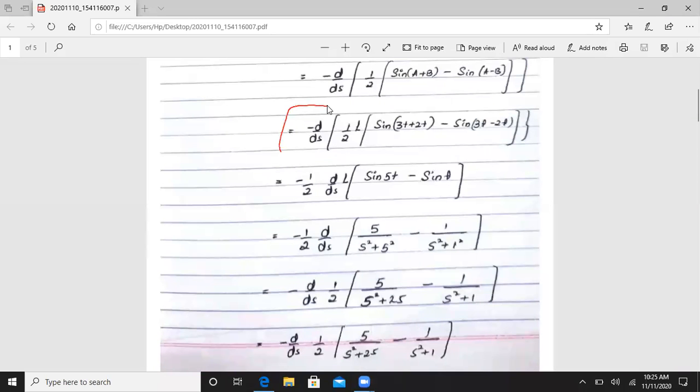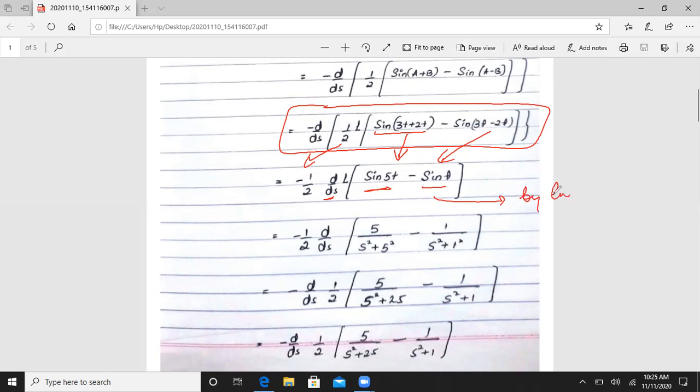This is your minus d by ds into 1 by 2, a constant value, then the Laplace transformation of sin a plus b, that is 3t plus 2t, minus sin a minus b, that is 3t minus 2t. This becomes 5t and this becomes only t. 1 by 2 is a constant value, so minus 1 by 2 I will write outside and differentiate with respect to s the Laplace transformation of sin 5t minus sin t. We will solve this one by linearity property.